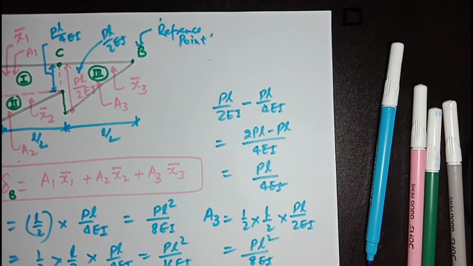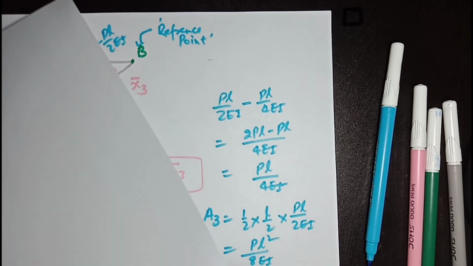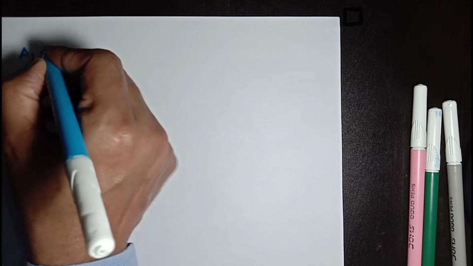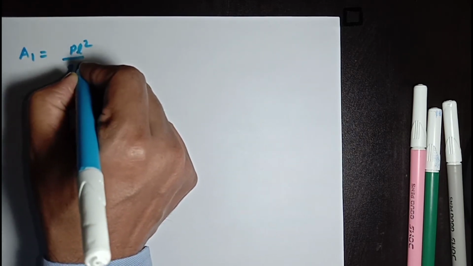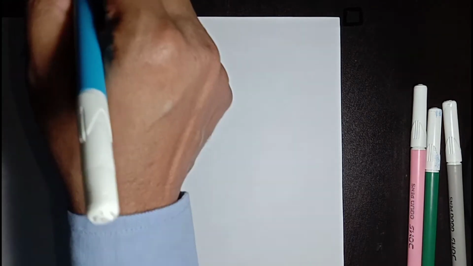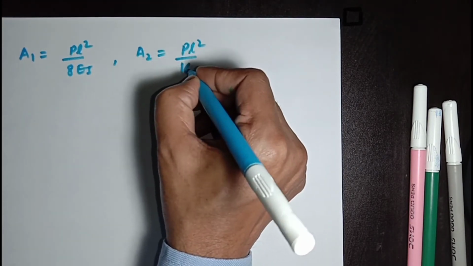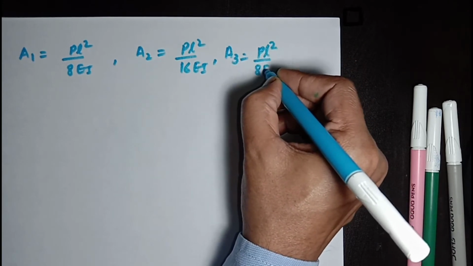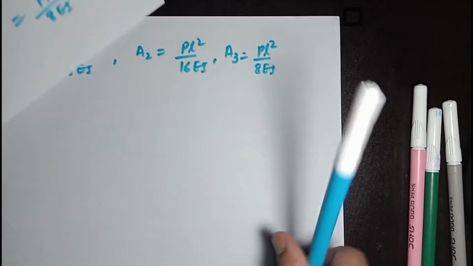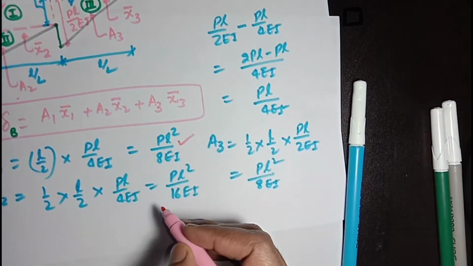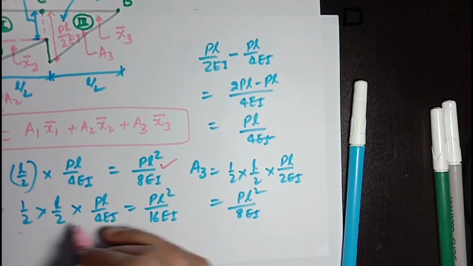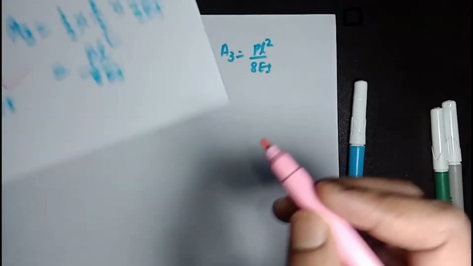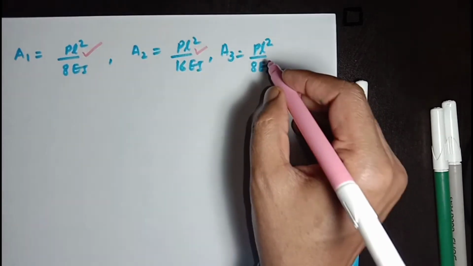These are the areas calculated for regions 1, 2 and 3. Here I am going to summarize the areas. A1 is PL square divided by 8 EI, A2 is PL square divided by 16 EI, and A3 is PL square divided by 8 EI.